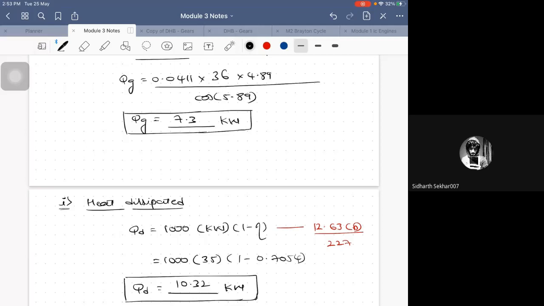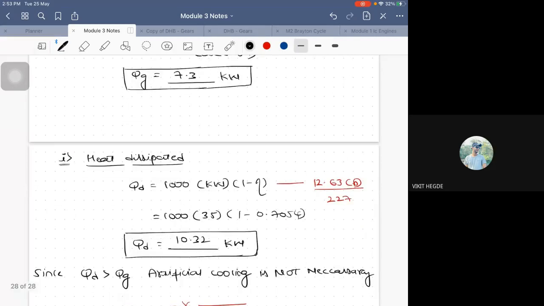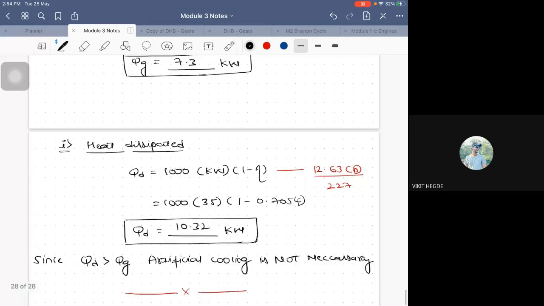Vikit Hegde. Yes, sir. So what is the inference that you can draw? Cooling agent is not required because heat dissipated is more. That's good. Now write the sentence: since QD is greater than QG, heat dissipated is more than heat generated. So artificial cooling is not necessary. Just write that there and end your problem.